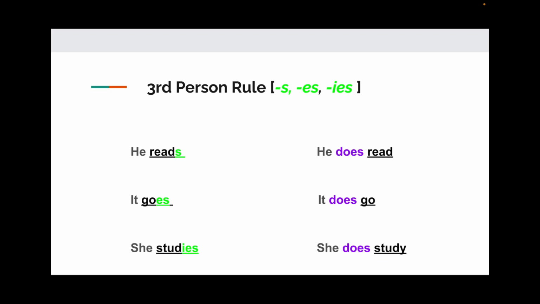Let's talk more about that third person rule. He reads turns into he does read. It goes turns into it does go. She studies turns into she does study. Please note that not every verb in English follows this rule. You have verbs such as modal verbs like can, could, that don't drop any S's or have any S's to drop. And we'll talk more about that in a later video.